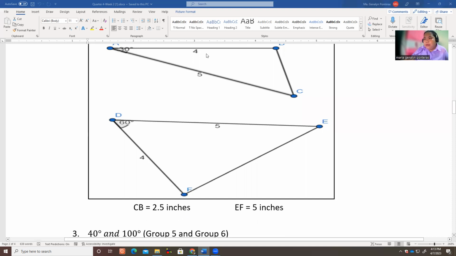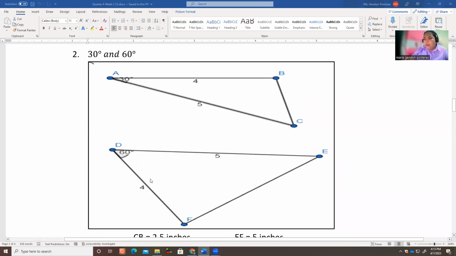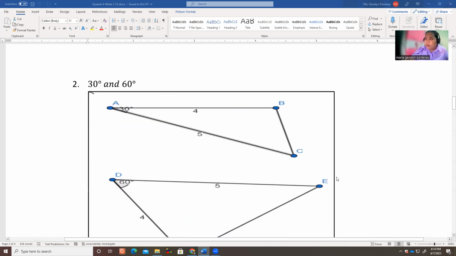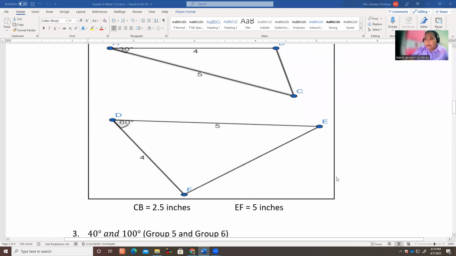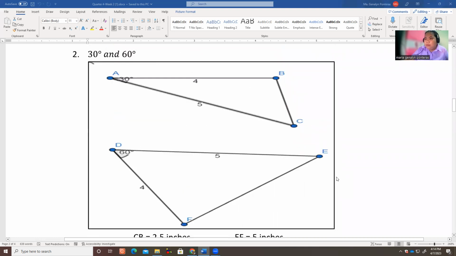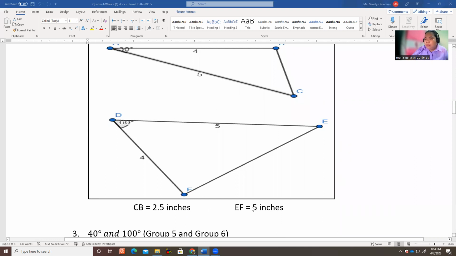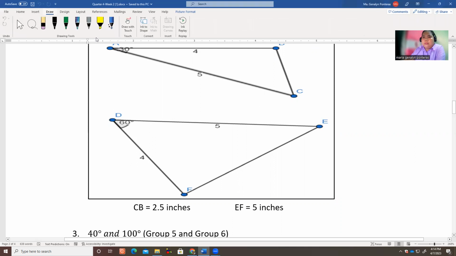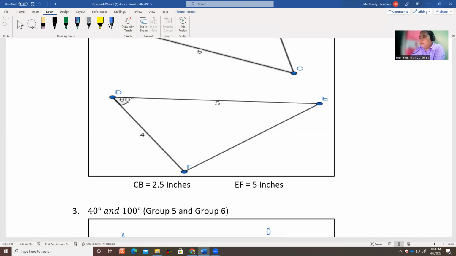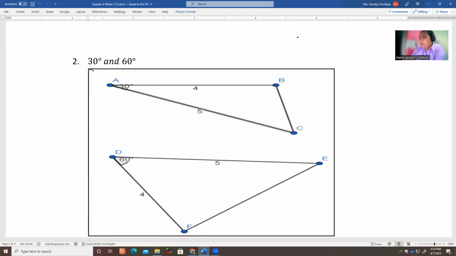But take note, 4 and 5, which are AB and DE: AB is congruent to DE, and AC is congruent to DF. So only the position of our triangle set is different. CB is opposite of angle A. So CB is 2.5. Let us put it here. So CD is 2.5.